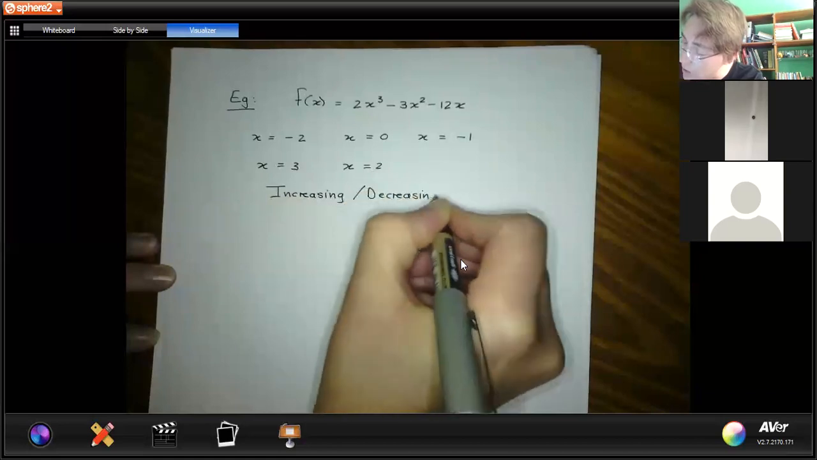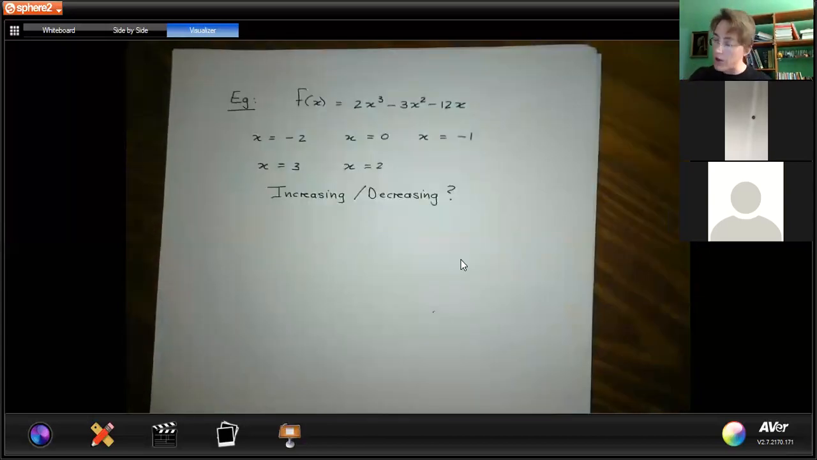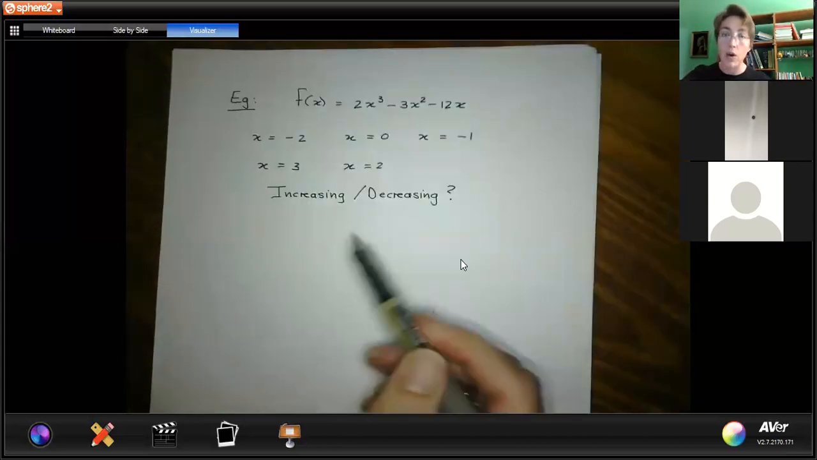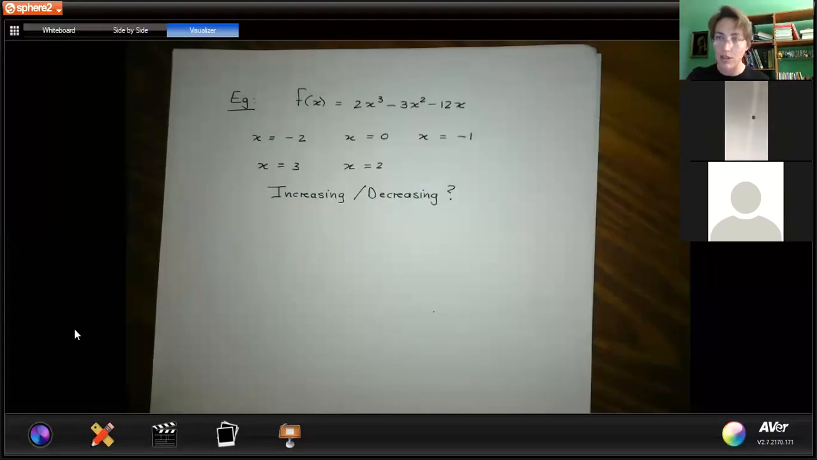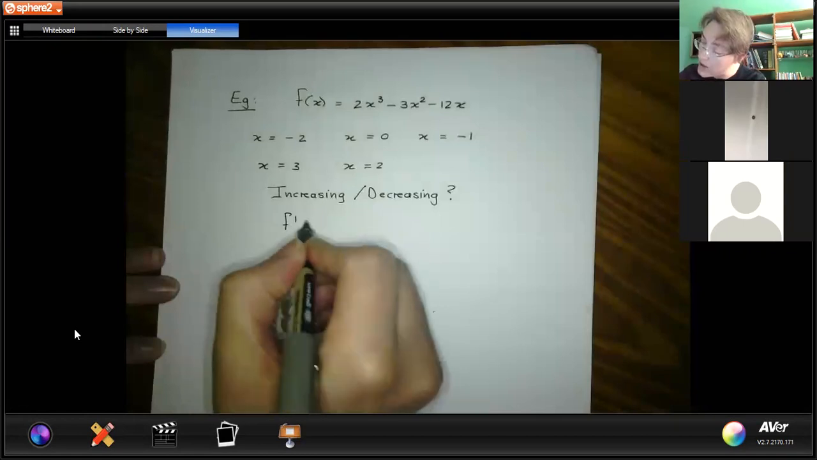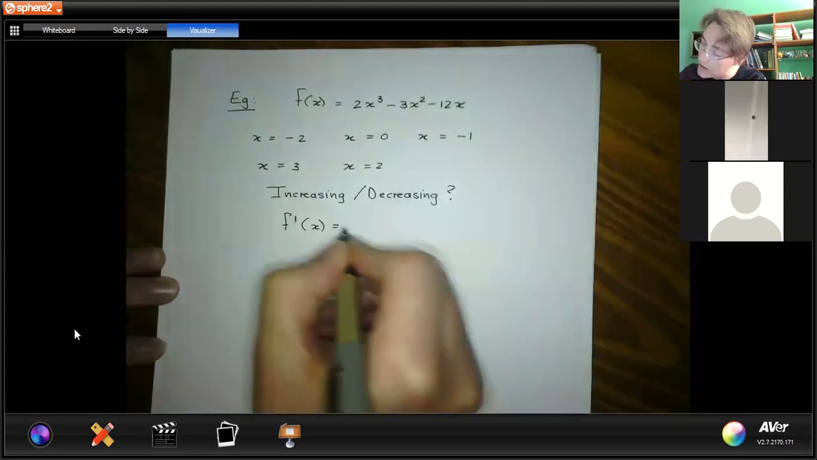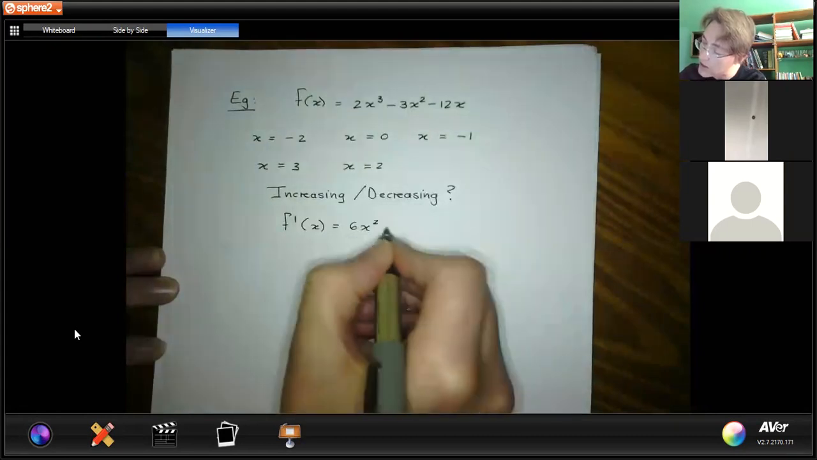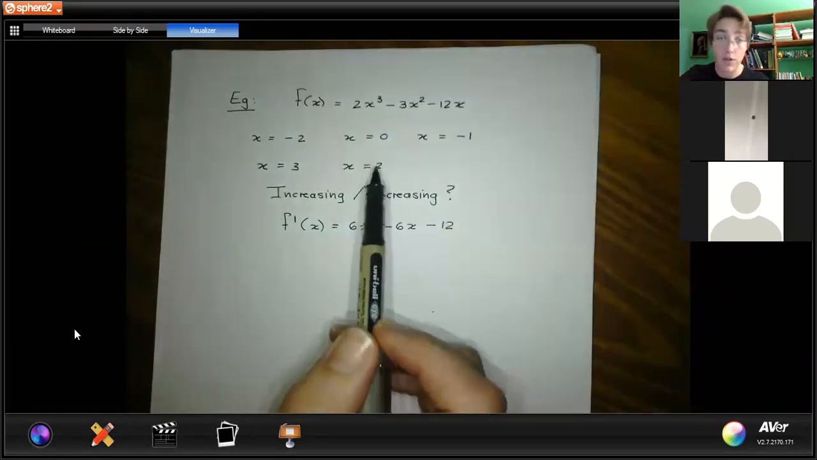Now, the moment you hear the word increasing or decreasing, this is talking about gradients. This is talking about a positive gradient going up or negative gradient going down. So the moment you see this whole idea of the gradient, you have to remember it's about the first derivative. So we have to find the first derivative in order to determine that increasing or decreasing. So I just go back to the original function and I say this is then going to be 6x squared minus 6x minus 12.